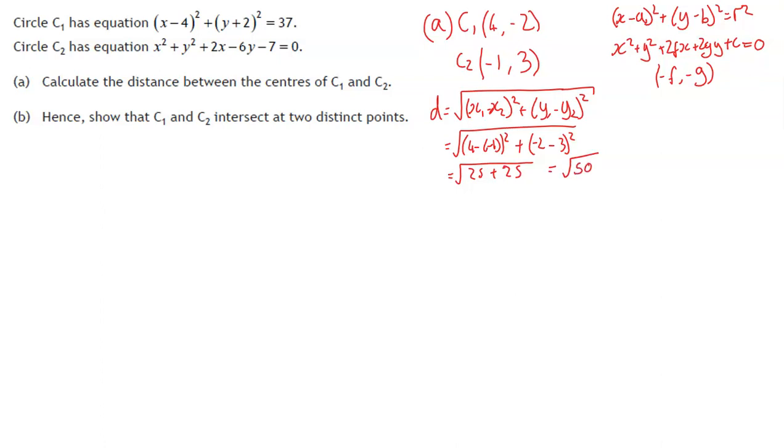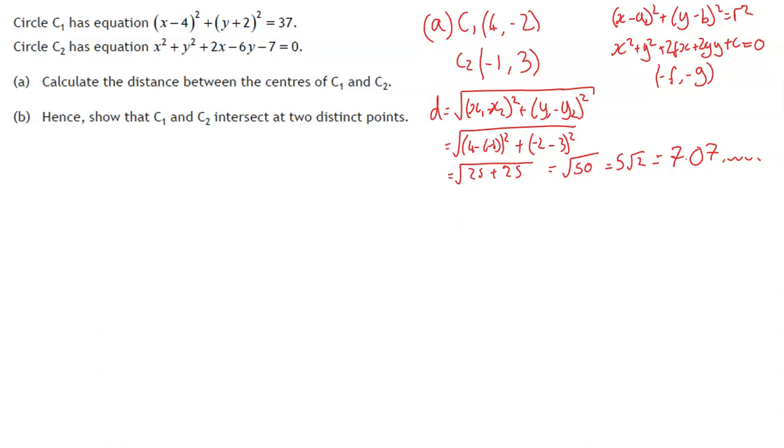Now root 50 can be simplified down to 5 root 2. Or if we went for a decimal value, which may come in handy later on, it's equal to 7.07, and then it continues on. That decimal value will come in handy a little bit later. Sometimes it's worth calculating at this stage, sometimes it's not. You wouldn't be penalised if you didn't at this point. As I say, it's just handy for later on.